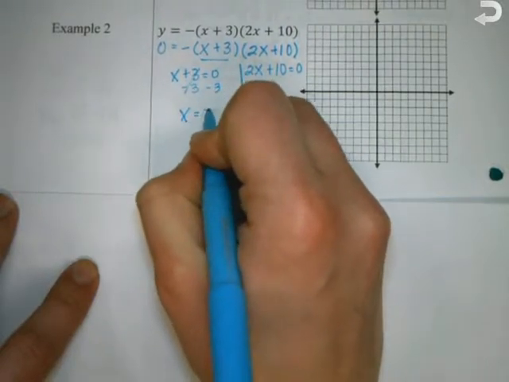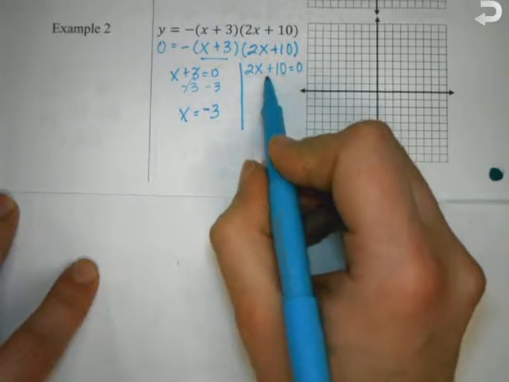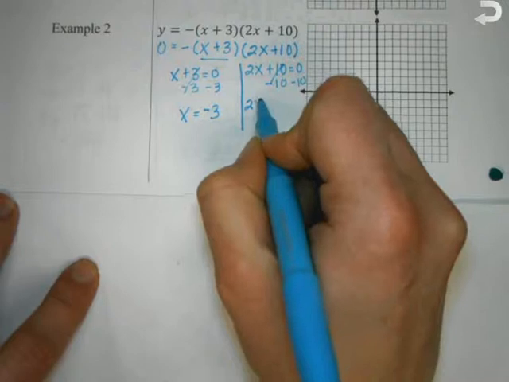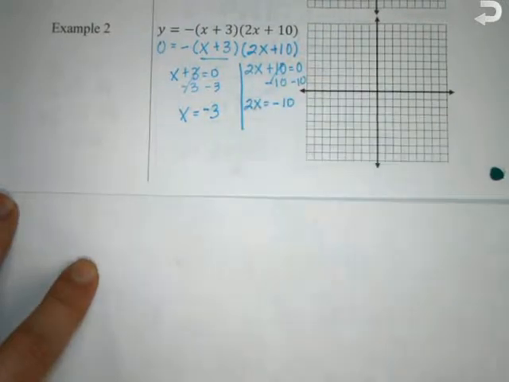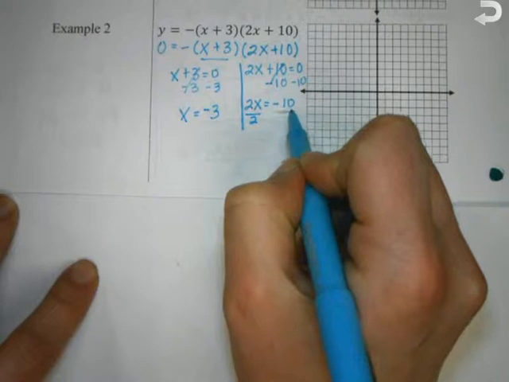Okay, what about the right hand side? Subtract 10. So we get 2x equals negative 10. Now I'm not done yet. Abby, what do I have to do? Divide by positive 2. So x equals negative 5.